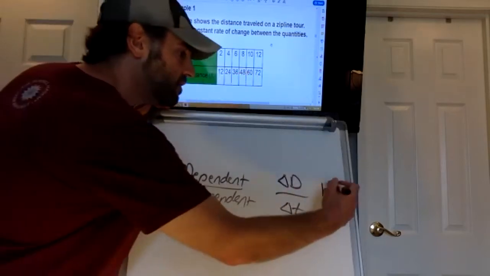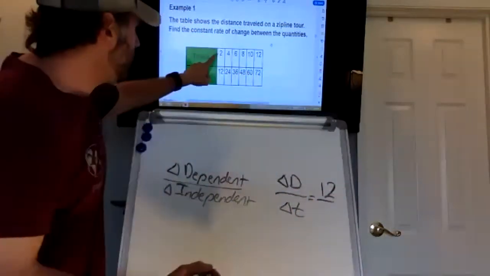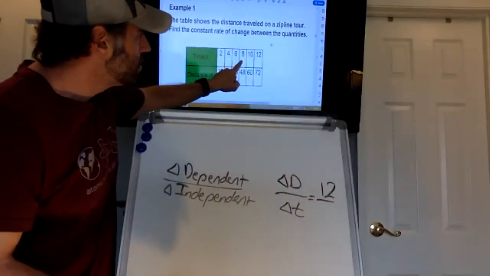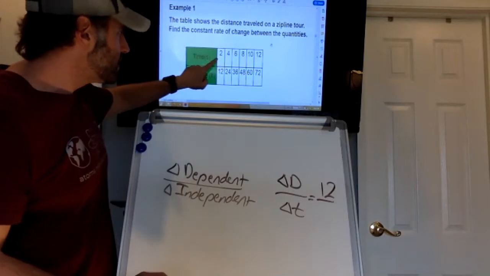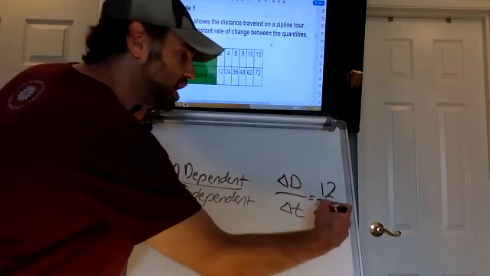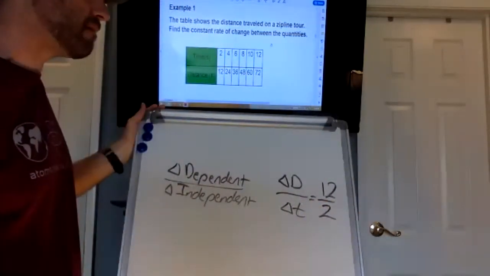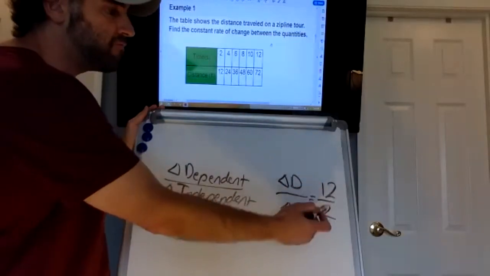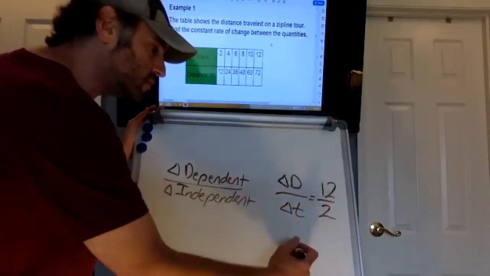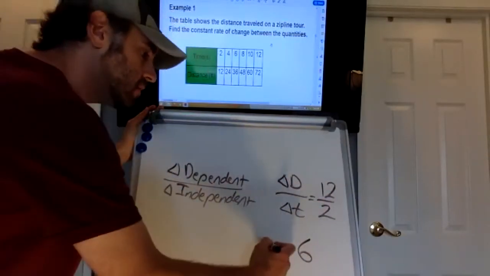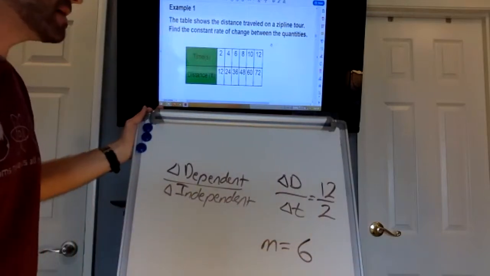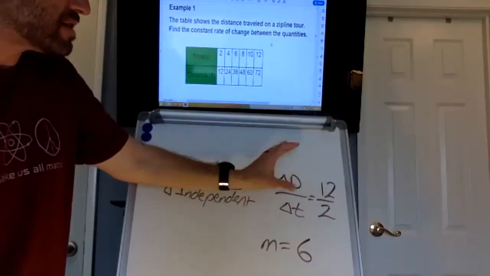12. And the time is going up by how much? 2. The change in time is 2 seconds at a time. So it's going to change 12 feet every 2 seconds, which we will simplify to 6. So we can say the slope is 6.